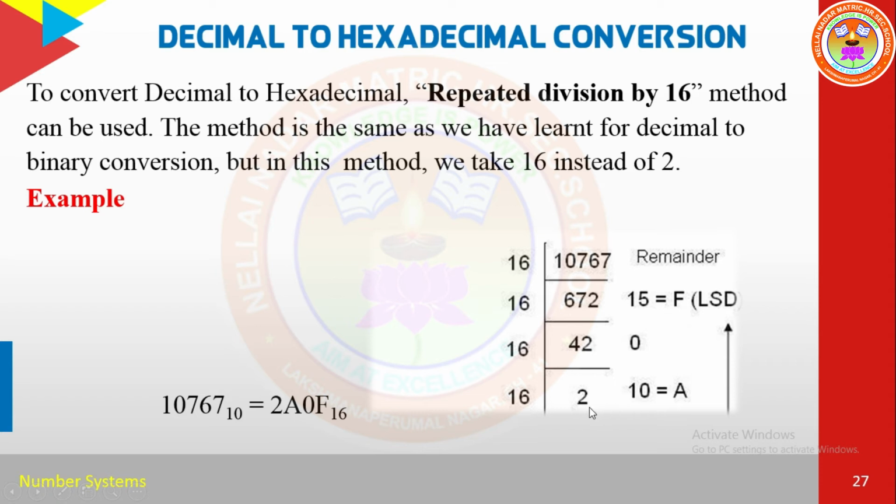So now you have to write 2A0F. That is the answer. 2A0F. So that is the answer of this conversion from decimal to hexadecimal. Clear, my dear students? Yes. So that's why this is the method you can convert decimal to hexadecimal. Okay? Yes. Thank you.